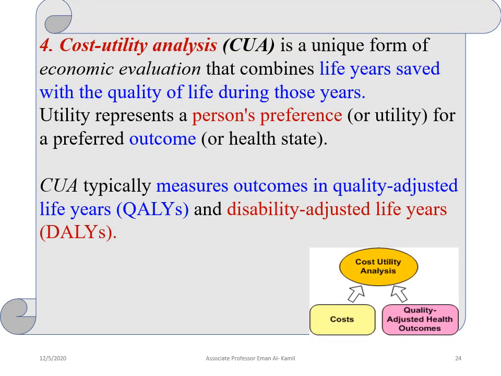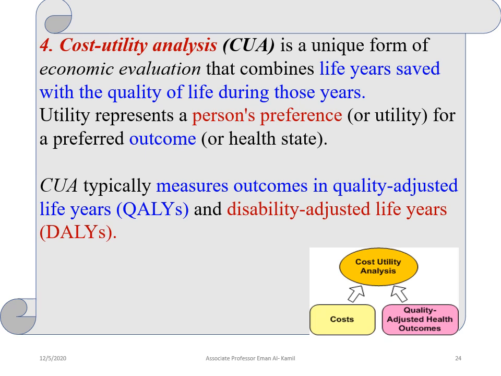More suited for decision makers. The cost utility analysis, the last one, is a unique form of economic evaluation that combines life years saved, as we mentioned, with the quality of life during those years. For example, if someone has cancer in the spinal cord and will develop paralysis, quadriplegia, his whole body will be lying down all his life, only able to breathe and eat, and there is no quality of life. But they will calculate the cost of the intervention relative to the quality of life of the individual, which sometimes has no quality of life.